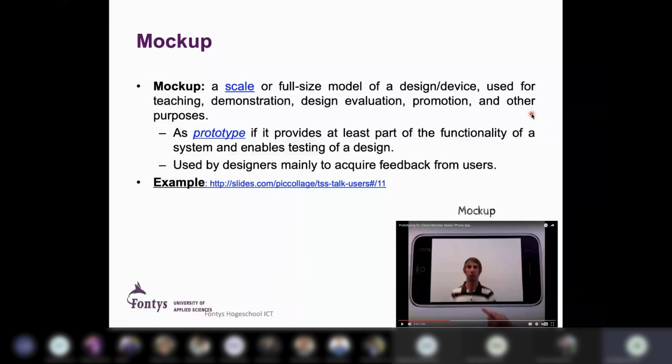As you can see here, a full-size model. So considering the colors, considering the fonts, all that should be already in the mockup. And once you have the mockup, if the interaction and the flow are also considered, you can already have a high fidelity prototype. So there you go. You can just build your mockups if you like.